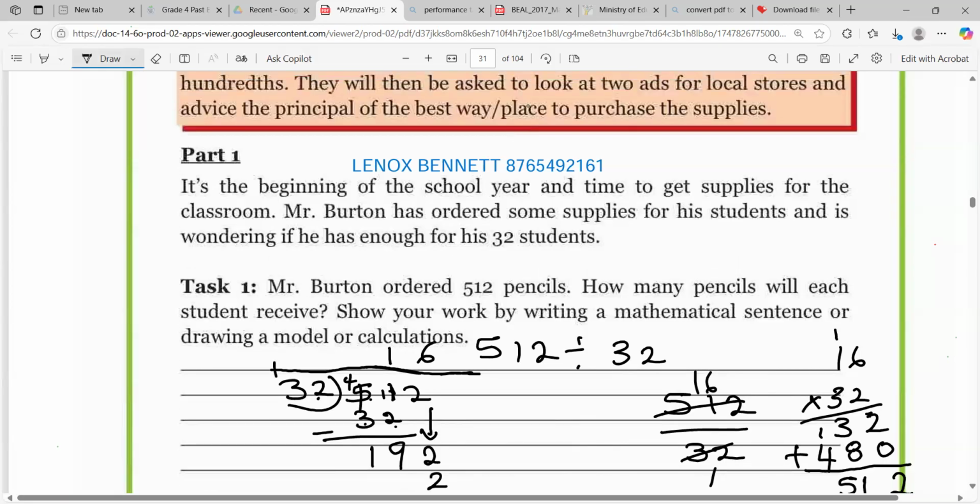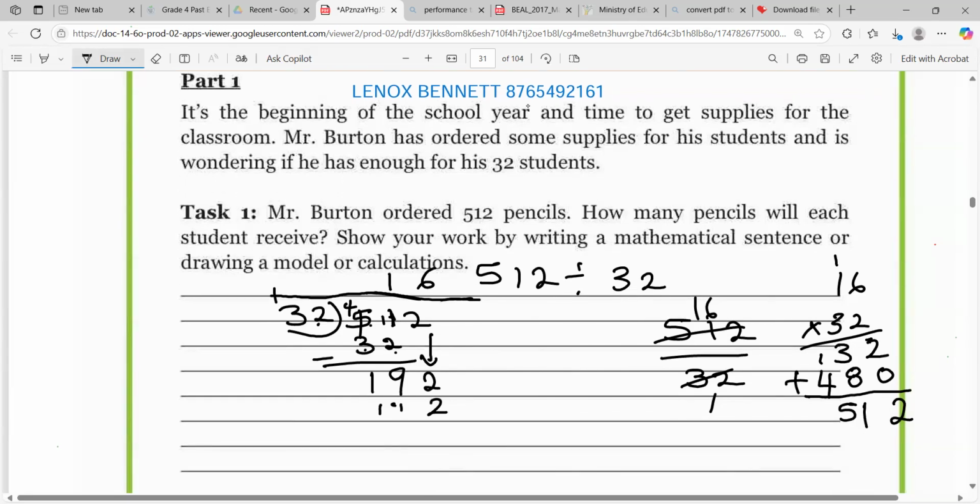2 carry the 1, 6 3 is 18, and 1 19. So we get exactly 16. There's no remainder. So each person, or each child, will get 16 pencils. That's how your answer should be.